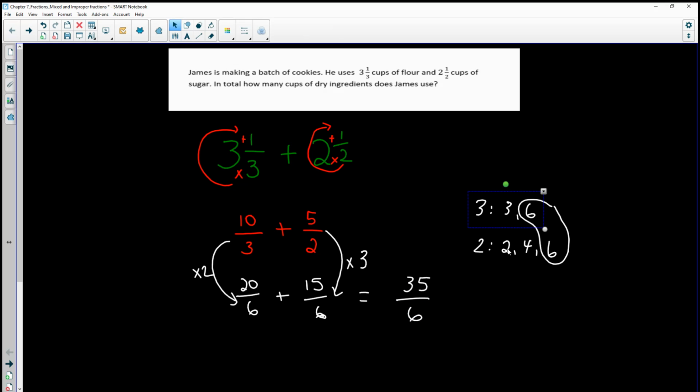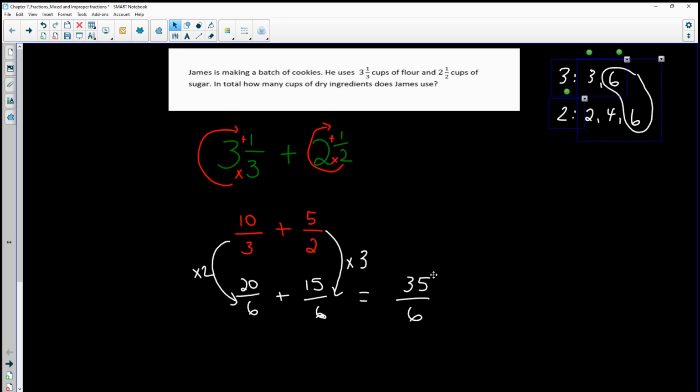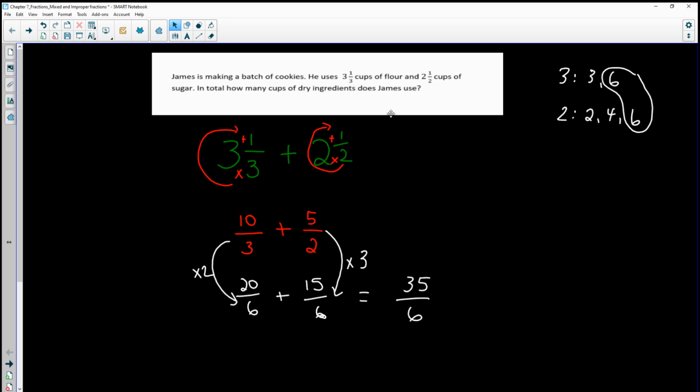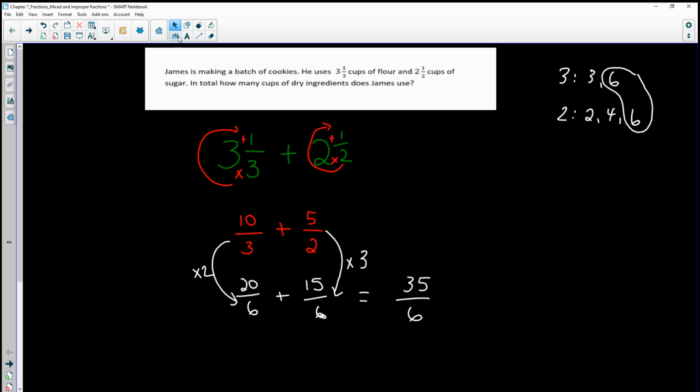Okay. Now, am I done? Nope. I have to do something. I'm just going to move that over there. I have to reduce this and reduce it into a mixed number. Okay, and how do I do that? Was to do my long division. So 6 into 35, or 35 divided by 6. How many times does 6 go into 35? I know by my multiplication that that would go in 5 times.